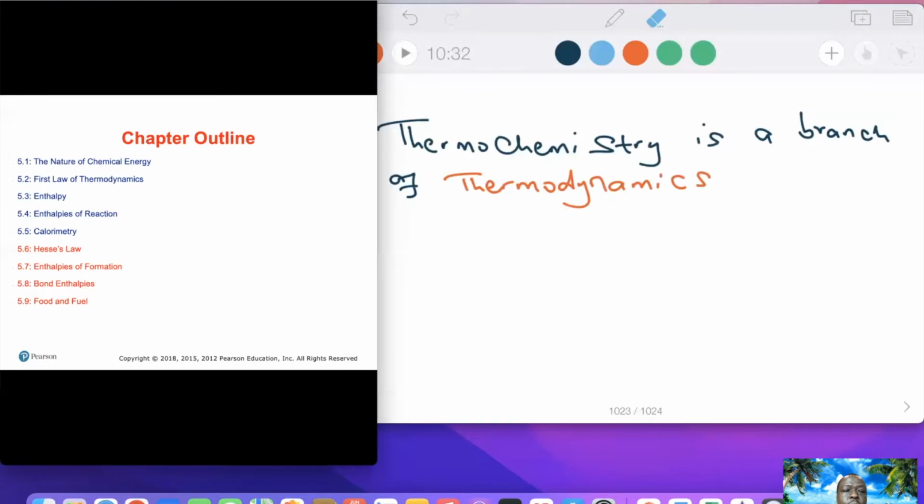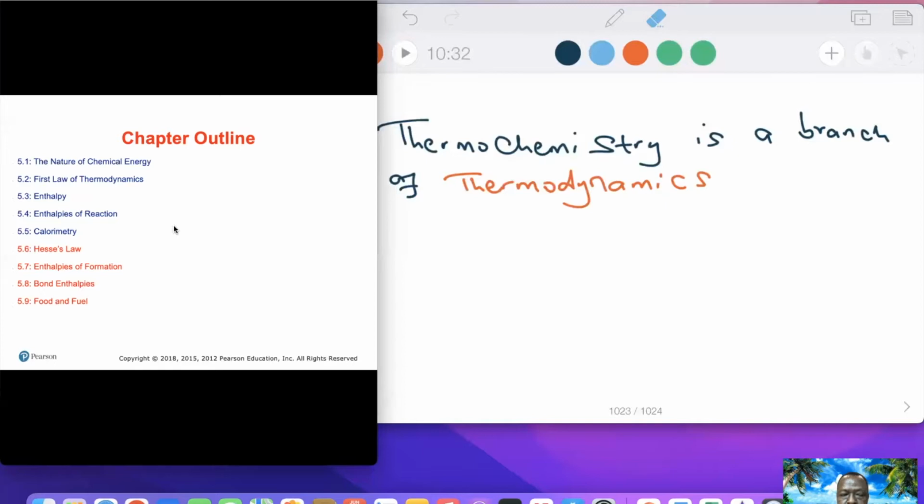Section 5.3 will look at the enthalpy of reaction, which is basically the heat of reaction, enthalpies of reaction. We will look at the calorimetry, how to measure the heat of reaction in the lab, and in part B, we will look at the Hess's law, enthalpies of formation of compounds, bond enthalpies, and the energy value of food we consume. That's the last thing we look at in section 5.9. So as usual, please have a piece of paper somewhere to write your notes.